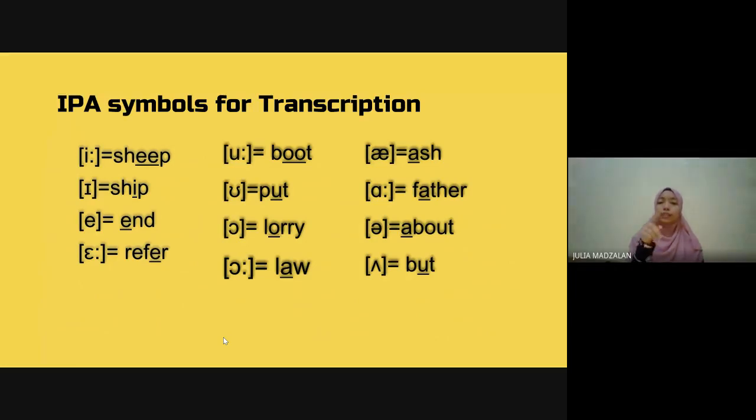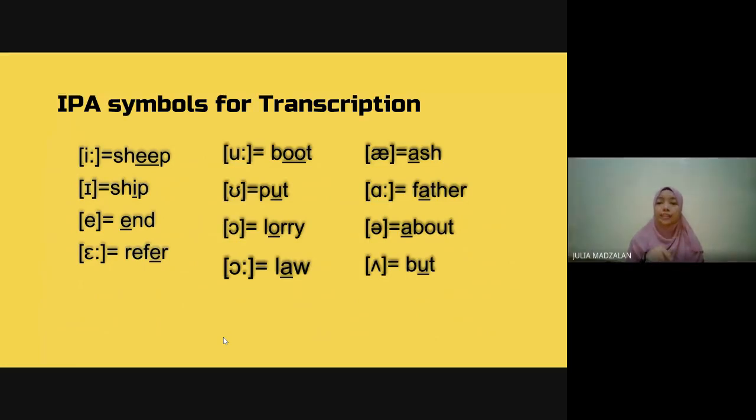Kemudian yang butterfly symbol tu nama dia ash. Contohnya ash. Dia the combination of A dengan E together. Sebab tu simbol dia begitu. Terbalik. E dengan A. Gitu. Kemudian A panjang, father.